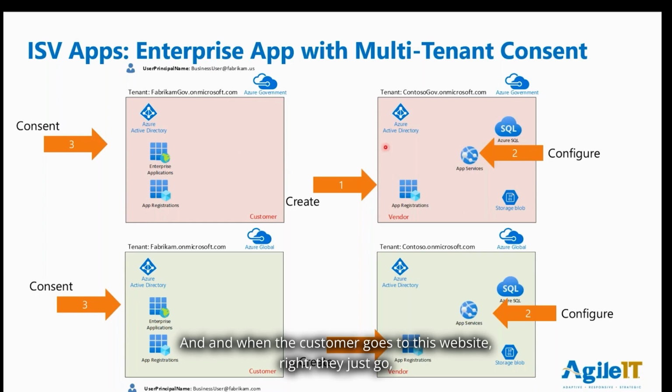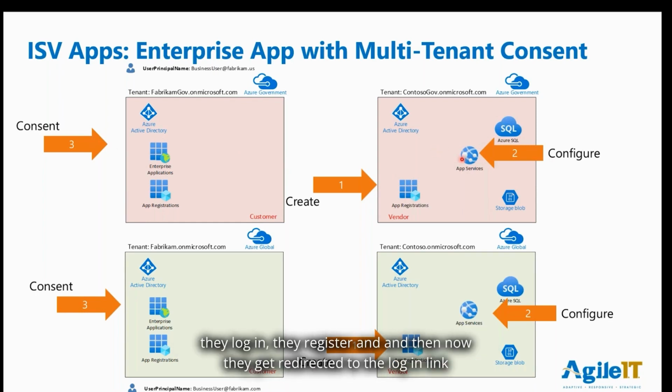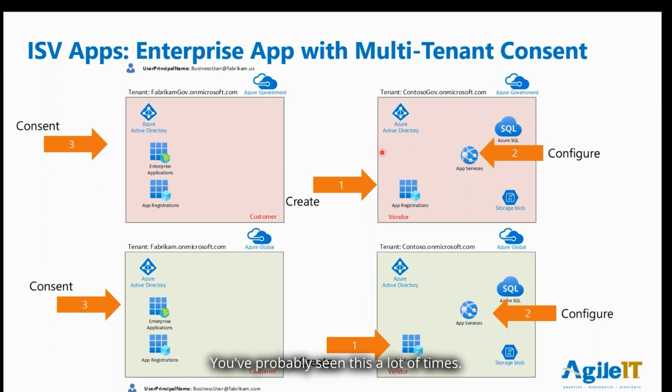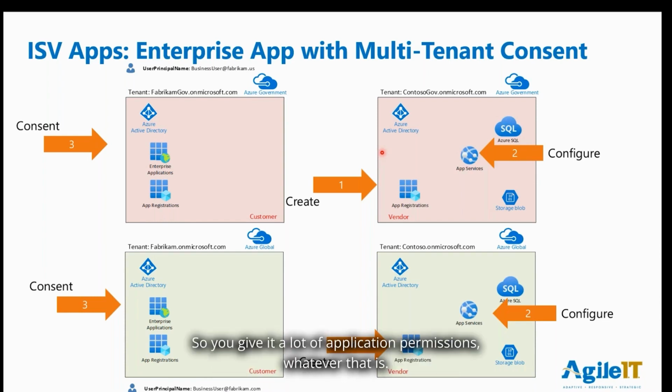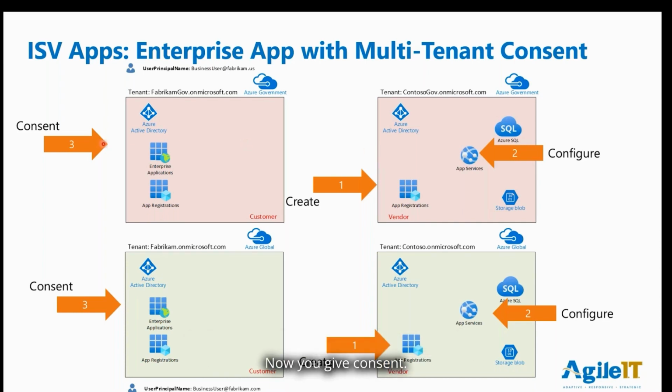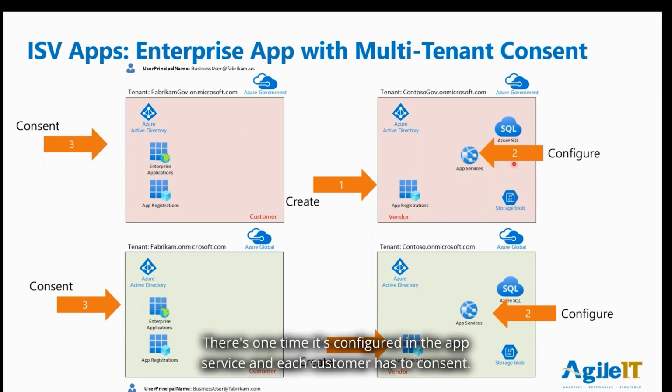When the customer goes to this website, they log in, they register, and then they get redirected to the login link that says, hey, this application needs approval for consent. You've probably seen this many times. The screen will come up and say user profile, very basic. Normally people leave it open, but now this application is doing workflow backend things. Maybe it's even doing automation for some of your conditional access policies, so you give it a lot of application permissions, whatever that is. Now you give consent. So now there is one application registration, it's configured one time in the app service, and each customer has to consent.